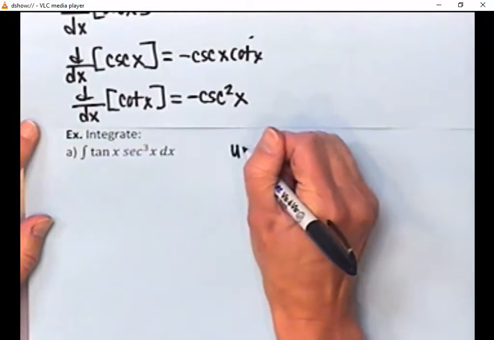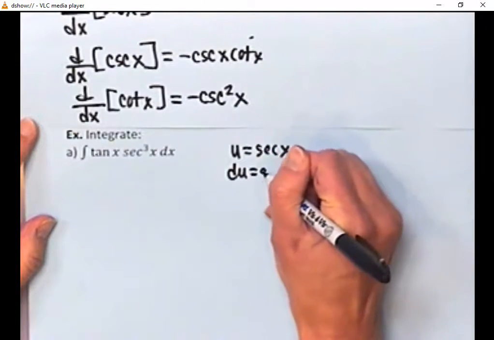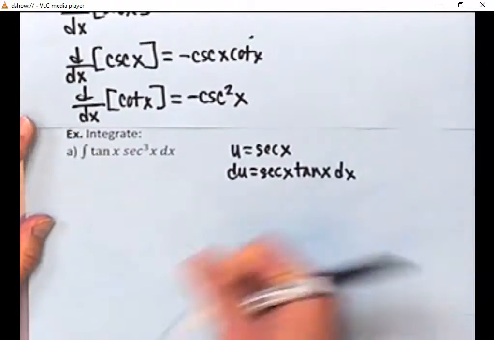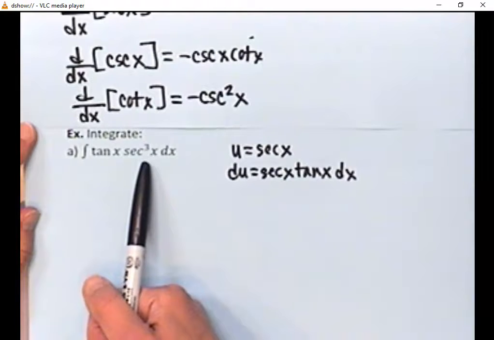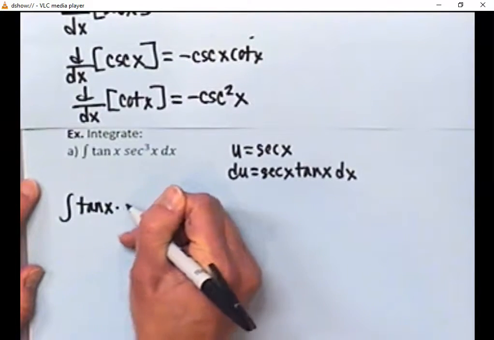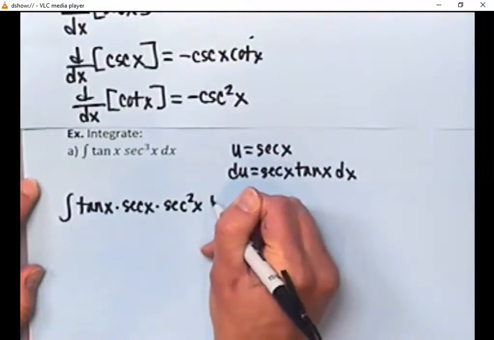So let's think about this. If u is secant of x, the derivative, that's what he was saying, is secant x tangent x, right? Could I have that in this integral? Do I have it here? Yeah, if I separate a secant out, right? So let's do a little separation here. I'm going to separate out a secant of x, and then I'd have a secant squared left.